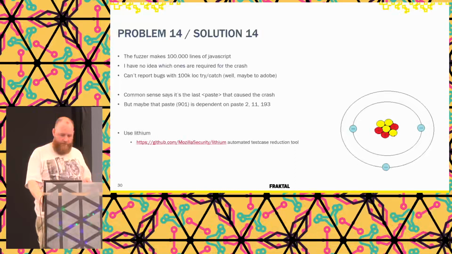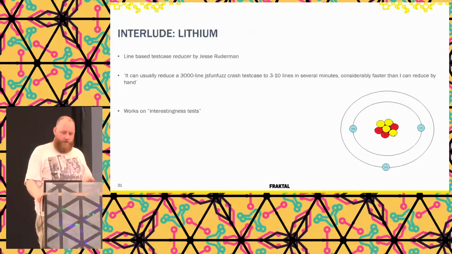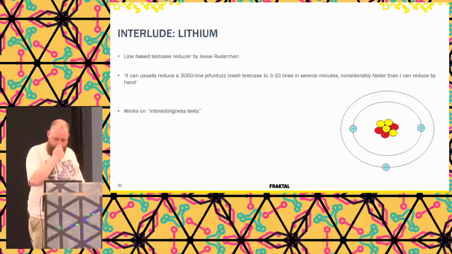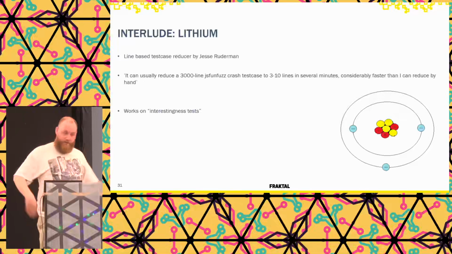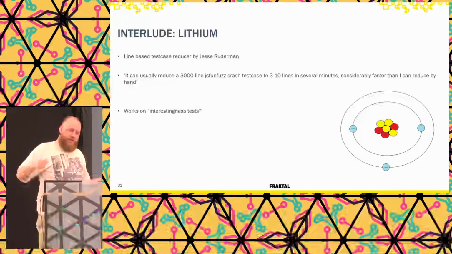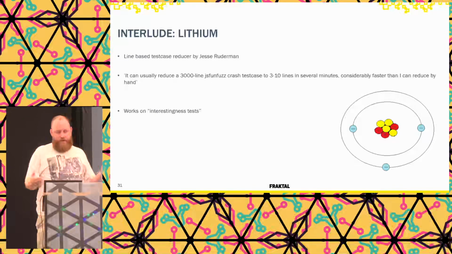So again, from Mozilla, a line-based test case reducer. Here is the marketing material. You can reduce a 3,000 line JS fuzzer crash test case to 3 to 10 lines in minutes, faster than you can do by hand. And Lithium works on interestingness tests, as it's described in the literature.